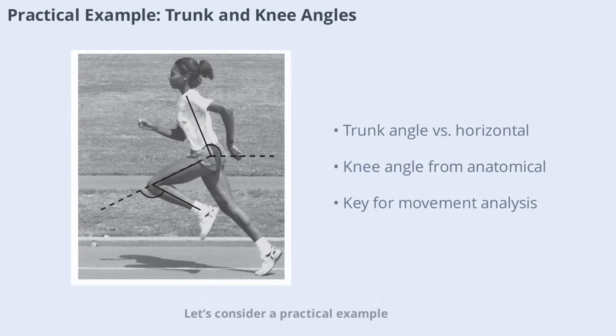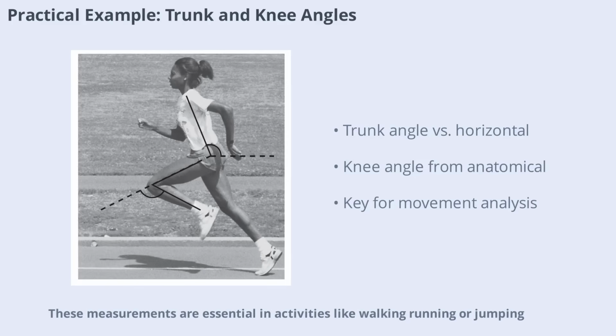Let's consider a practical example, measuring the angle of orientation of the trunk and the angle of flexion at the knee. The trunk angle is measured with respect to the right horizontal, while the knee angle is measured from the anatomical position. These measurements are essential in activities like walking, running, or jumping, where both trunk and knee movement play significant roles. Accurate assessment helps in designing better training and rehabilitation programs.